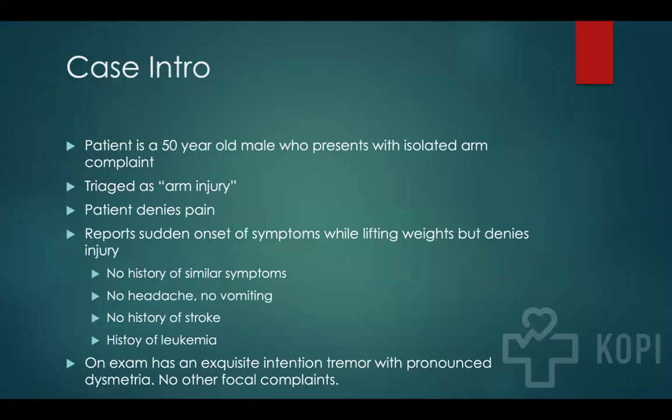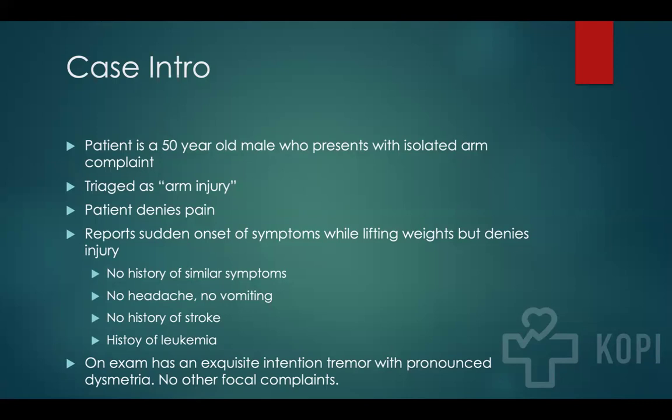The lecture is going to start with a quick case. An individual who is seen in the Western United States, who had an isolated arm complaint. He was triaged as an arm injury. He noticed sudden onset of shakiness while he was lifting weights. He denied any injuries. He had no history of similar symptoms. The symptoms were isolated to his left shoulder, his left arm. He didn't have any headache or vomiting, no history of stroke. He did have a distant history of leukemia.